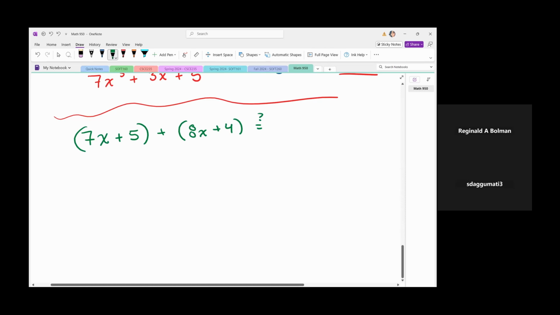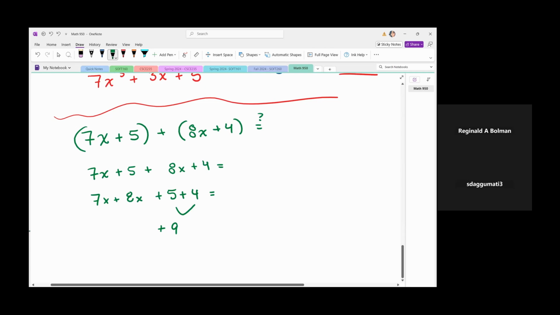Well, by the associative law, we know that we can remove our set of parentheses. By the commutative law, I know that I can then group up my x's with x's, my apples with apples, or my numbers with numbers, and I'll have 7x plus 8x plus 5 plus 4. Now, 5 plus 4, we would obviously be able to add together and get 9.